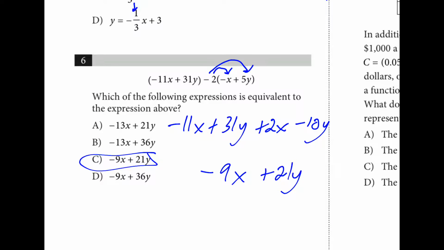For number 6, I have to distribute this negative 2, or at least the 2, but I'm going to distribute the negative with it. And that means this becomes plus 2x and minus 10y. I combine like terms, and my final answer is negative 9x plus 21y.